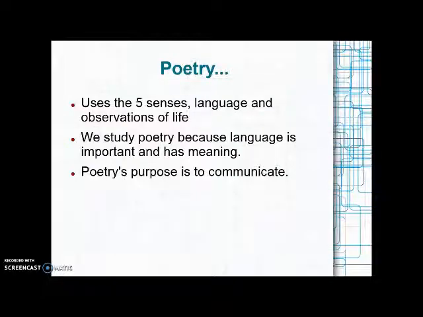Poetry uses the 5 senses, language, and observations of life. We study poetry because language is important and has meaning. Poetry's purpose is to communicate. So if we look at all of those examples, it meets all of these requirements, so we can call them poems.